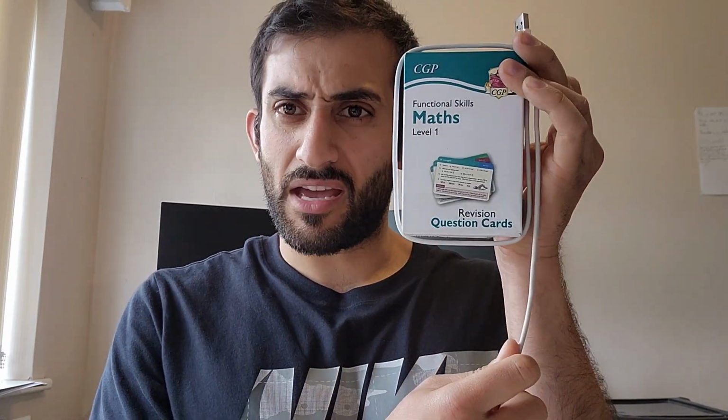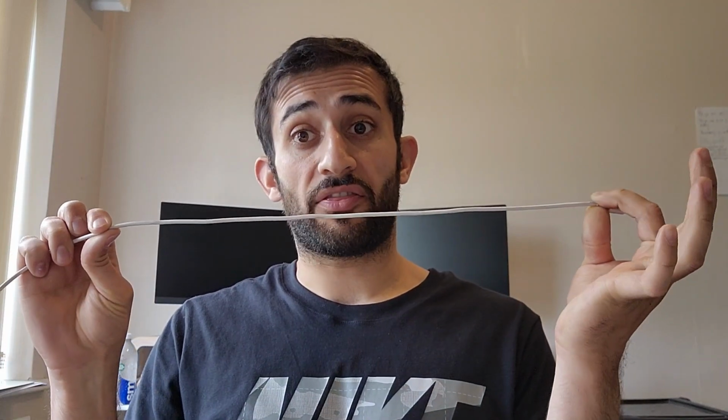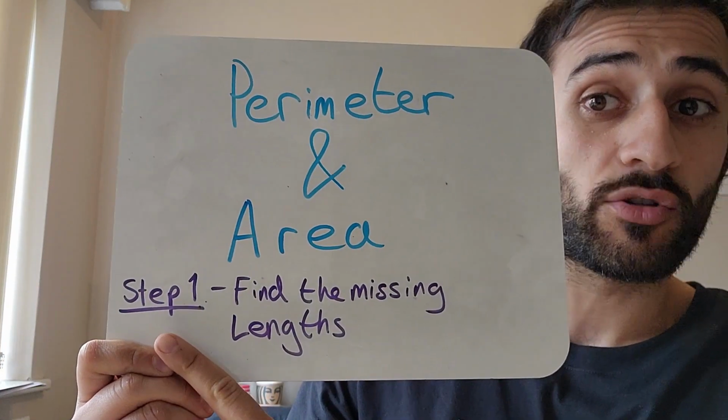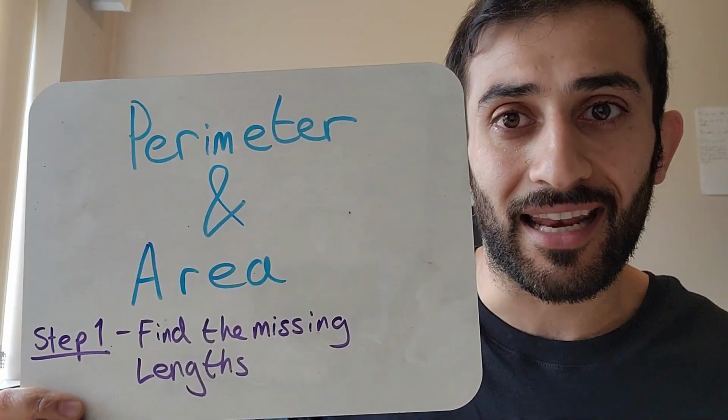Perimeter is going to be the length of all the sides, and we can measure the length around the side by adding up all the sides of the shape. Area is about how much space there is. And in both of these questions, step one is always going to be to find the missing lengths.